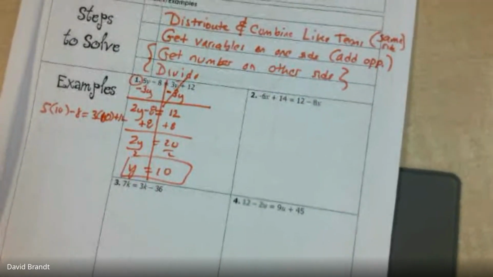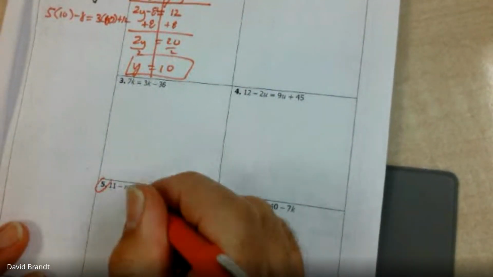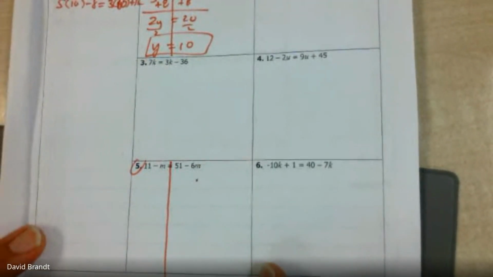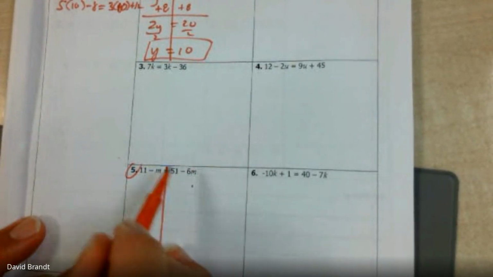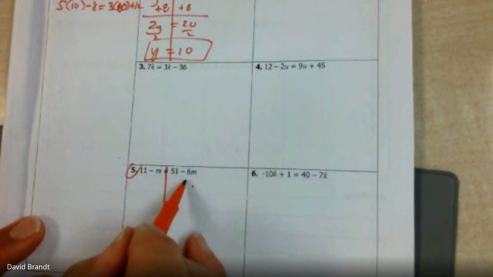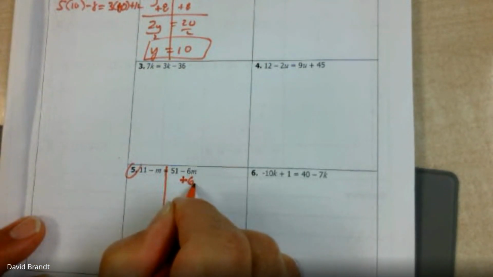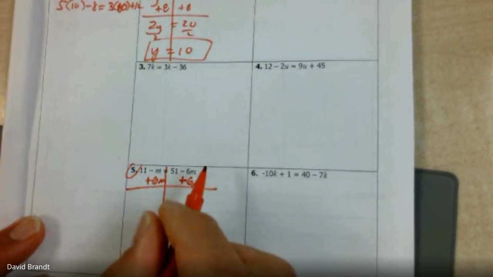All right, number 5. Very similar to the last one. Let's draw a wall. We don't have any distributing. There's no like terms. No distributing and no like terms. So we want to decide what side we want our variables to be on. I'm going to get my variables on the left, which means I want to move this minus 6m. How do you move a negative 6m? You add 6m. Whatever you do to one side, you do to the other. That's got to be the opposite. Draw a line.